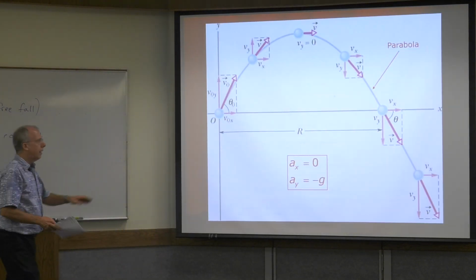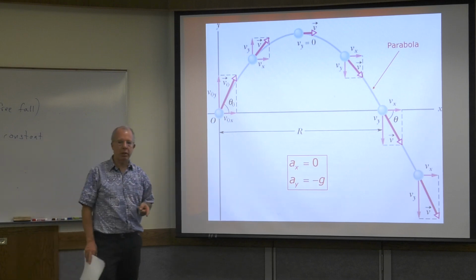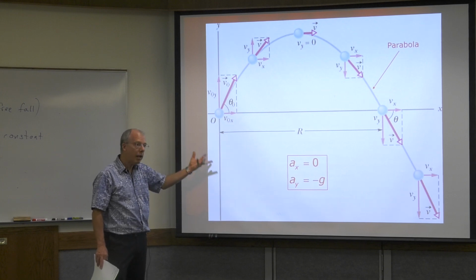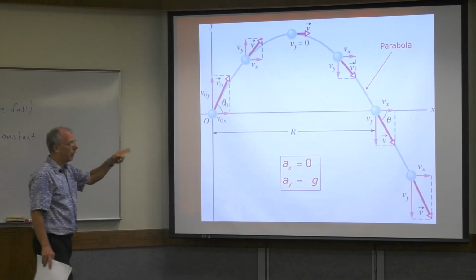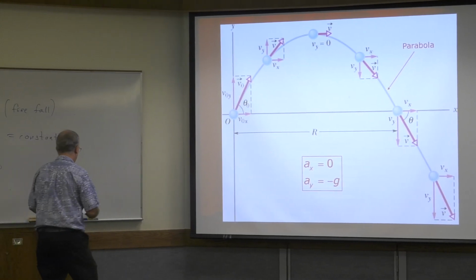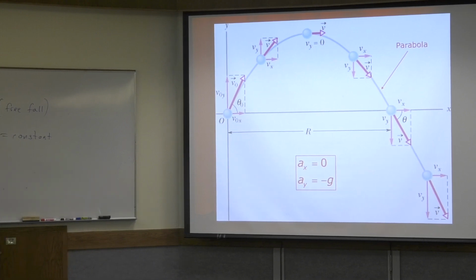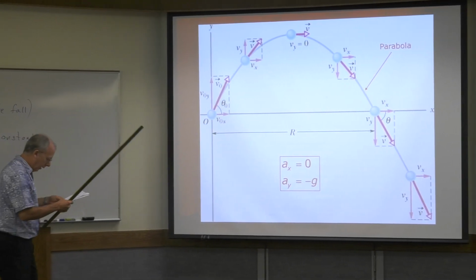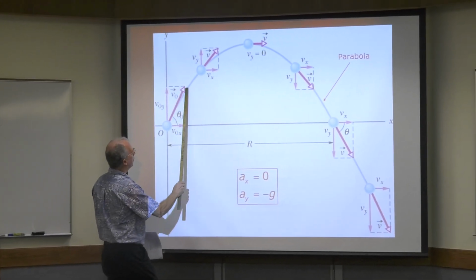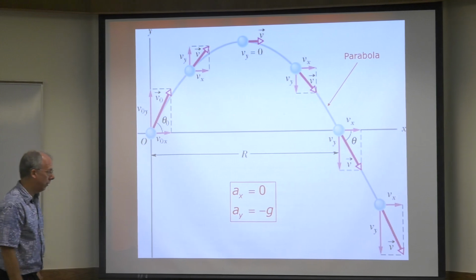So this is an incredibly important slide. Have you heard that saying, a picture is worth 1,000 words? Well, this is one of these pictures. It's incredibly important. If you understand this picture, you understand projectile motion. It's as simple as that. So let's go over it in gory detail. Okay. All right. So first of all, here's the trajectory. Nice parabola. That's number one.